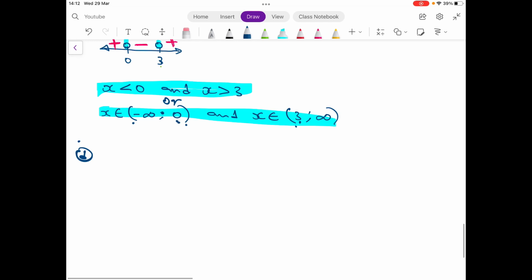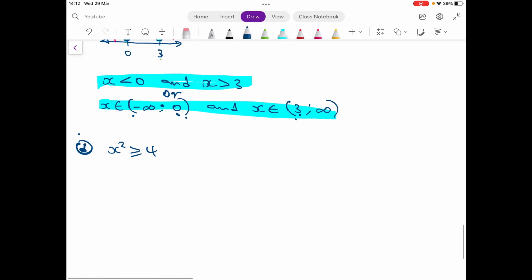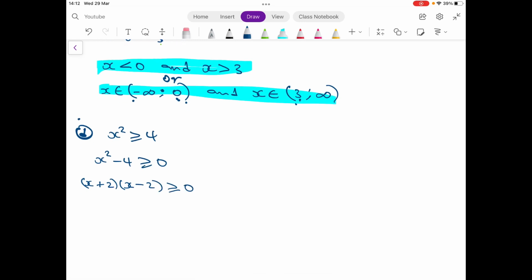Let's look at another problem. In this other problem, we have x squared greater than or equal to 4. Again, what we need to do now is just to move this 4 to the left. We're going to have x squared minus 4 is greater or equal to 0. And then from here, the next step, as usual, is to find the factors. The factors for this perfect square are just x plus 2 as well as x minus 2 being greater or equal to 0.